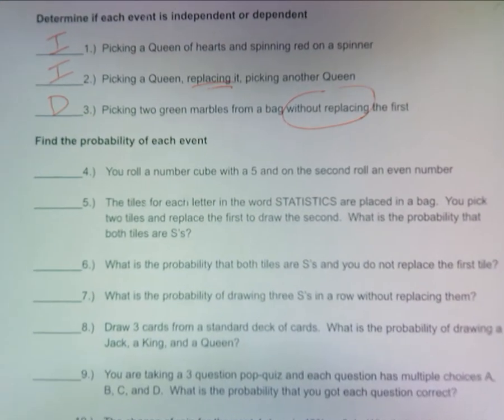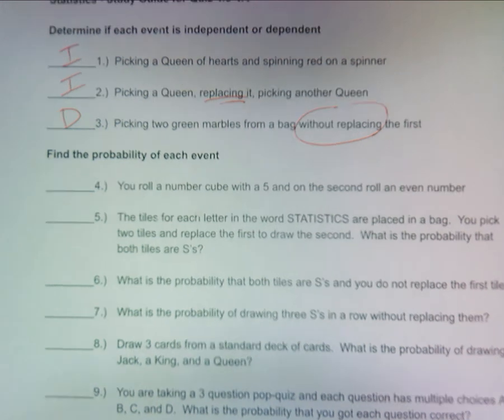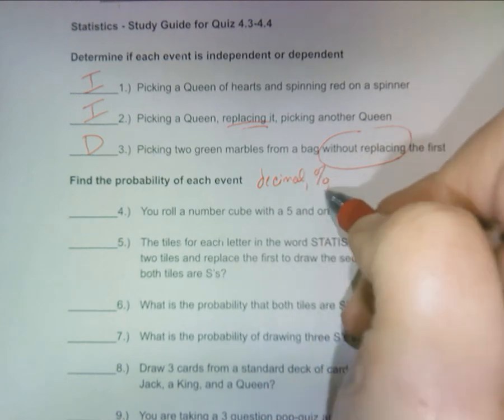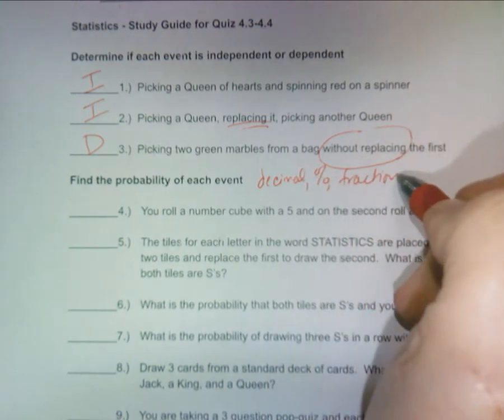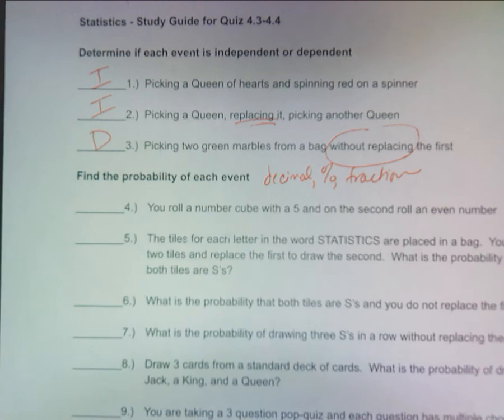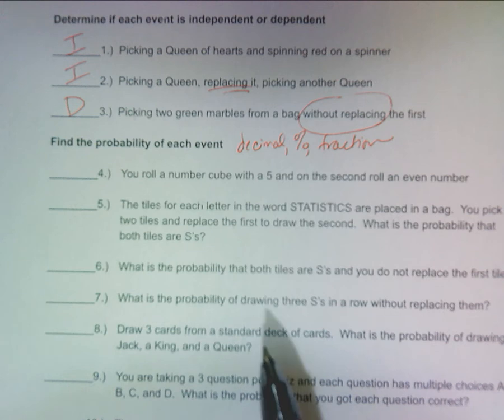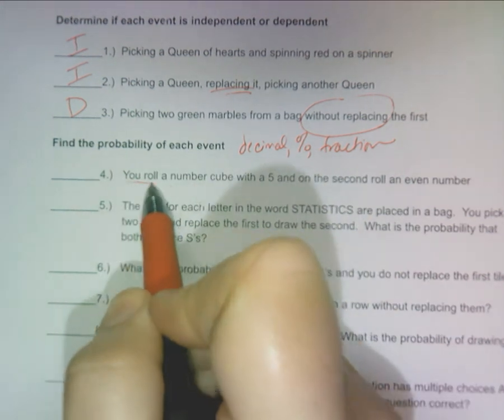All right, you roll a number cube with a 5 and a second roll of an even number, and we are asked to find the probability. Remember, probability is going to be a decimal, a percent, or a fraction. That's what I want on these lines. So rolling a number cube with a 5, what's your chance?